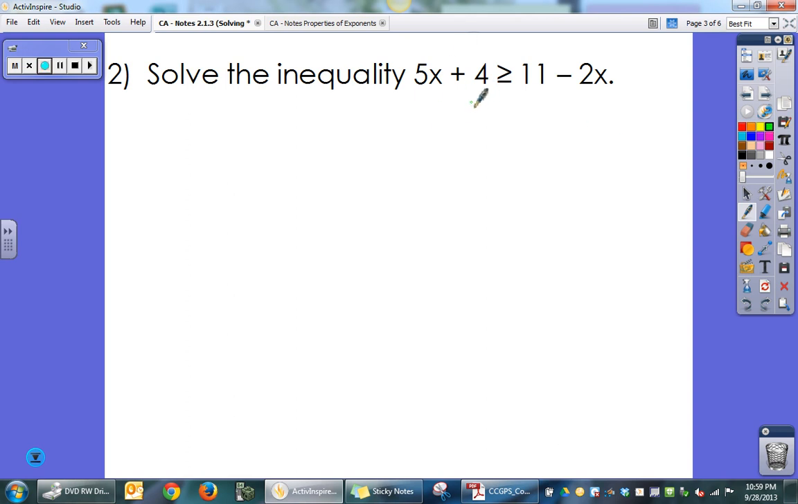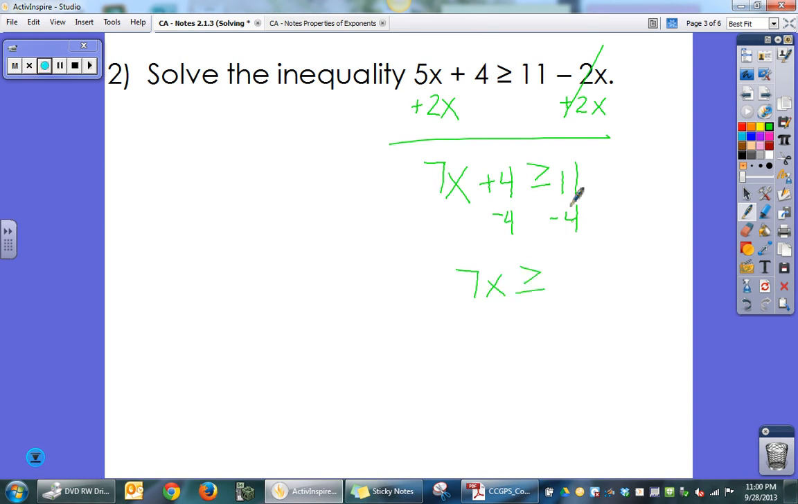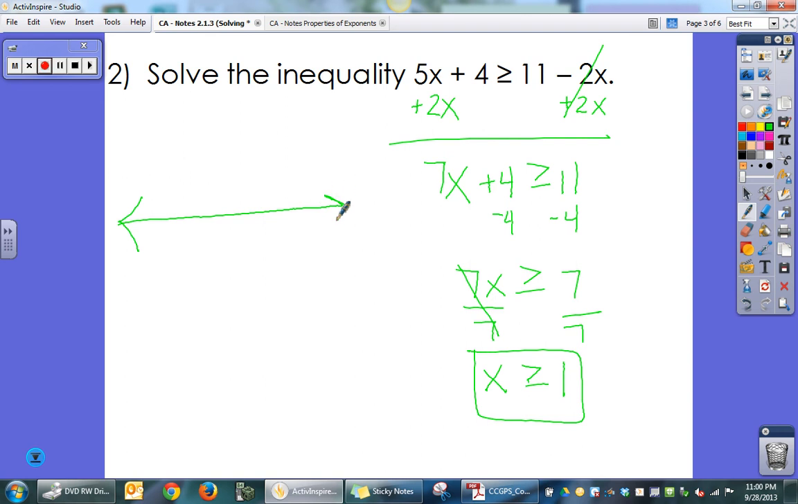Again, solving, I'm going to bring my variables to one side. I've got 7x plus 4 greater than or equal to 11. 7x greater than or equal to 11 minus 4, which is 7. And then divide, I get x is greater than or equal to 1. Notice that I did not switch the direction of my inequality because I divided by a positive number. So my answer is x is greater than or equal to negative 1, or excuse me, positive 1. On a number line, that would give me a solution that looked like this.